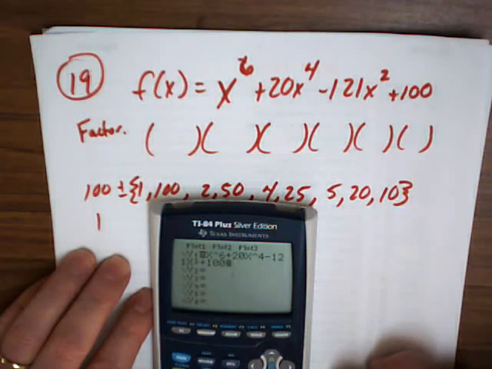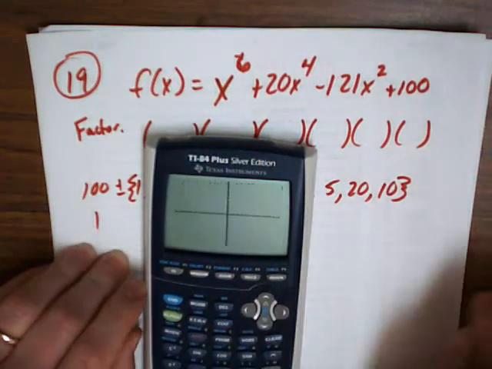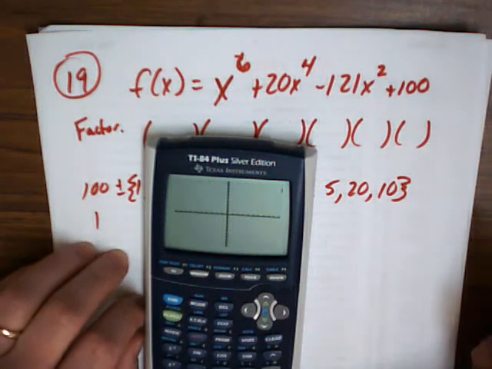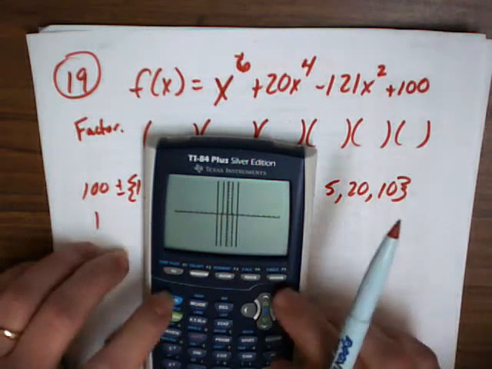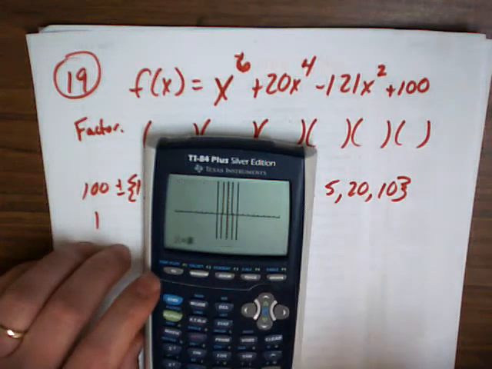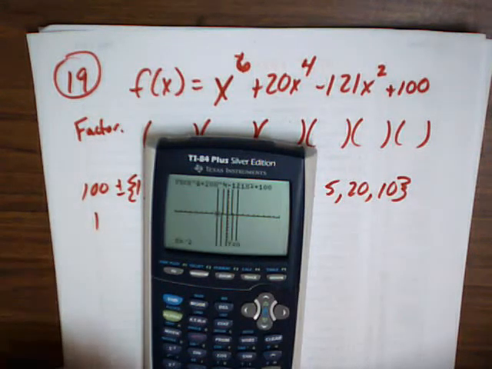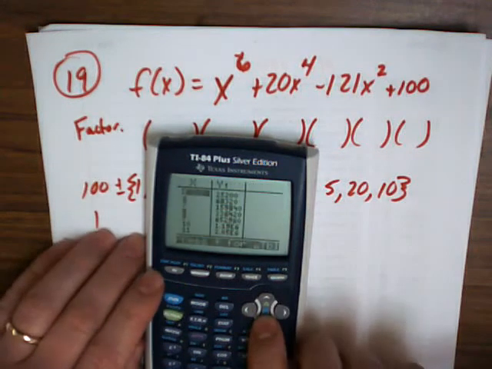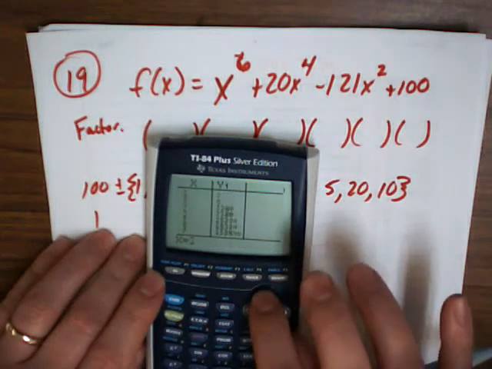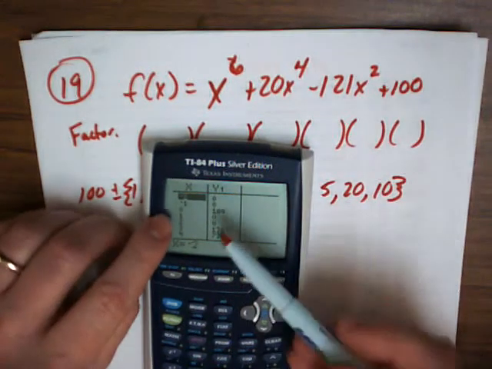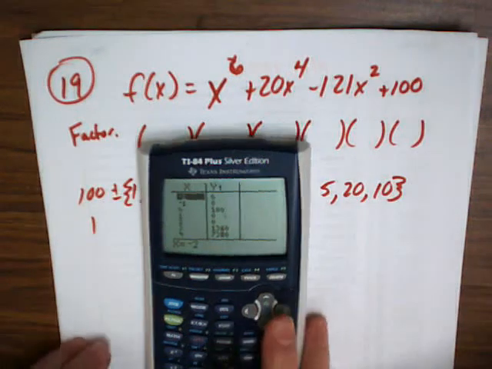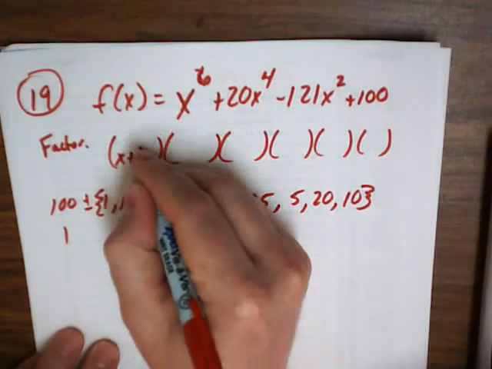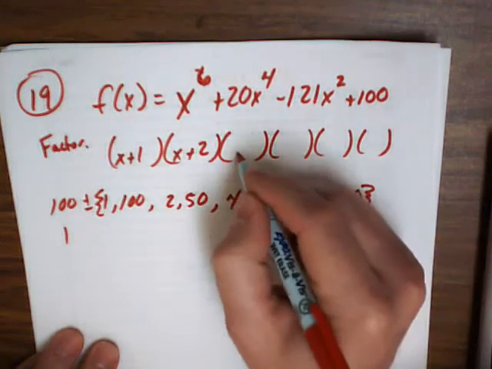So let's see. All right, I got my calculator plugged in here and hit graph. So you said -2, -1, 1, and 2. You can check those out on the table, or on second trace. The table tells me quite a few of these: 2, 1, -1, and 2. So x plus 1, x plus 2. What are the other ones?